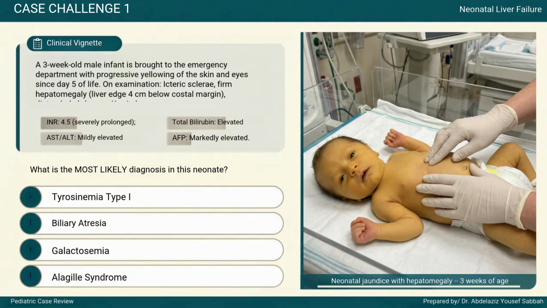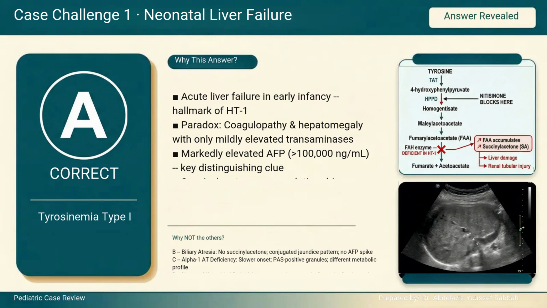Option A, Tyrosinemia Type 1. Option B, biliary atresia. Option C, galactosemia. Option D, Alagille syndrome. The correct answer is Option A, Tyrosinemia Type 1. Acute liver failure in early infancy is the hallmark presentation of tyrosinemia type 1. There is a classic paradox: severe coagulopathy and hepatomegaly with only mildly elevated transaminases.